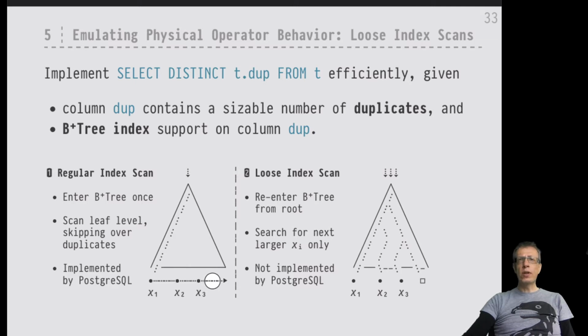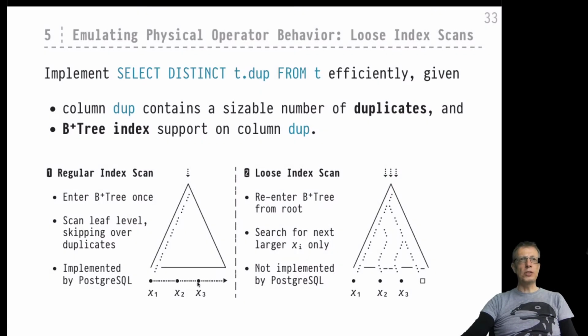Once we see a value that is indeed larger than anything that we've seen so far, output that particular value. Just scan, but do not output while we see duplicate t.dup values. Only output values like x2 or x3. These are meant to be unique values that we've not seen before. Only output these while we scan the B+ tree from left to right. So that would be the normal regular index scan. That's also already implemented inside PostgreSQL.